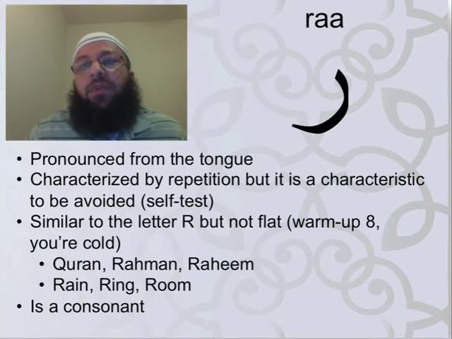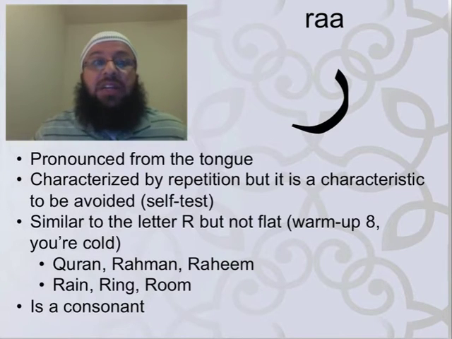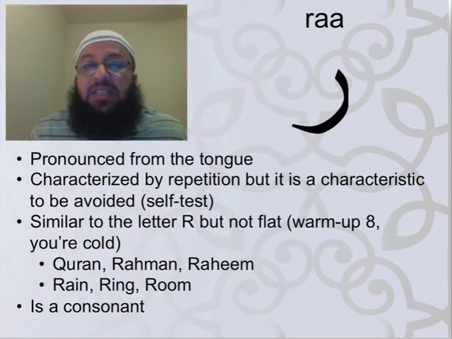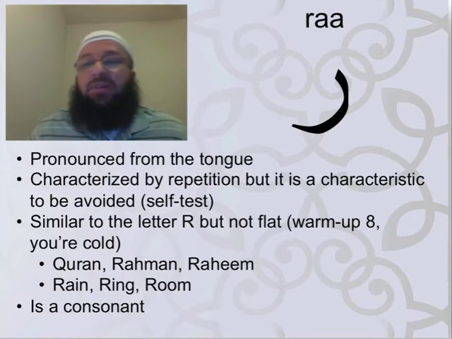Next, we have the letter ra. I want to spend a lot of time in today's lesson on this letter. The letter ra. This letter is pronounced from the tongue. It is a characteristic of this letter that there is repetition in it, but this characteristic should be avoided.